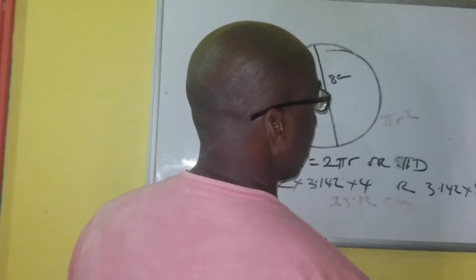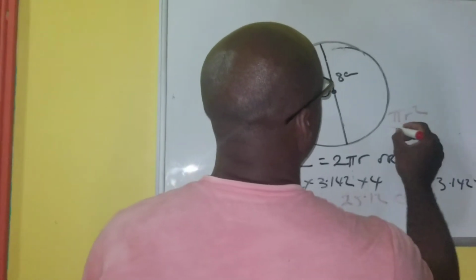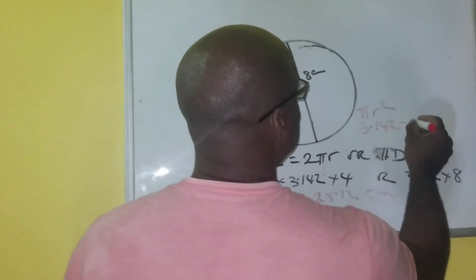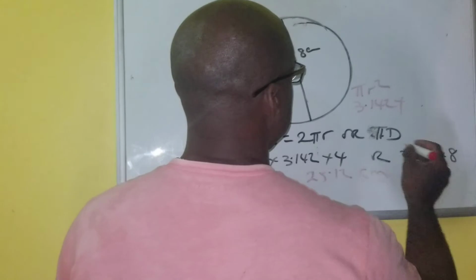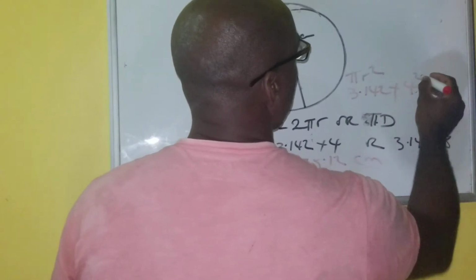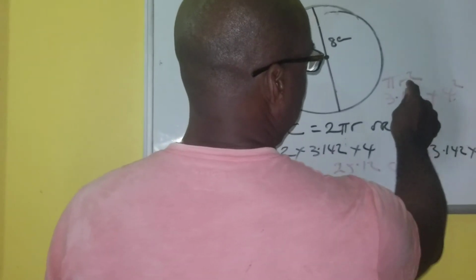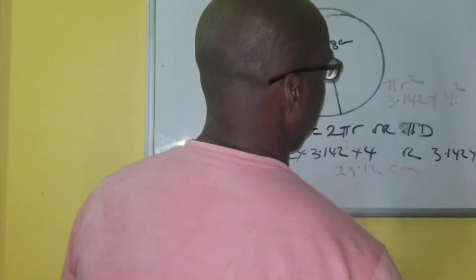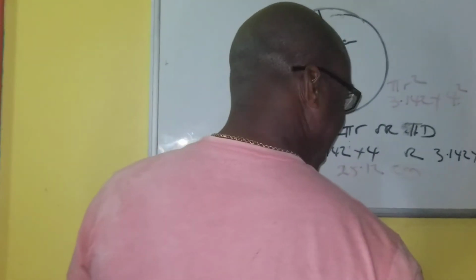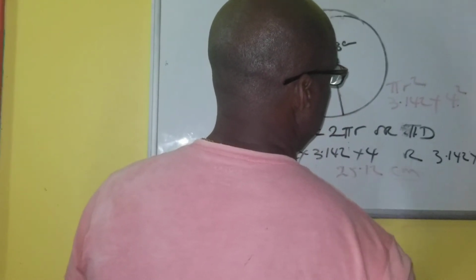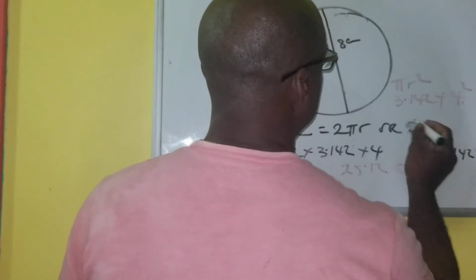Yes? Yes, sir. Right. So the formula is 3.142 times your radius, which is 4, and the 4 squared this time now, Jafik. r square is 4 square. And 4 square is not 8, it's 16. So mind the formulas.